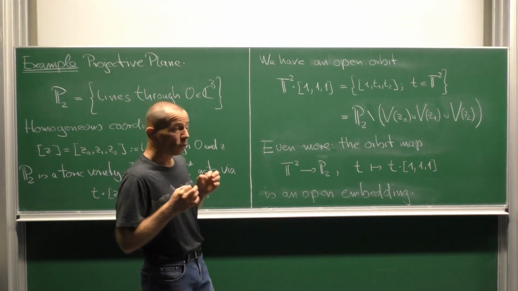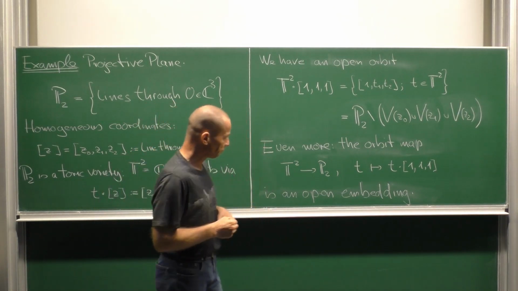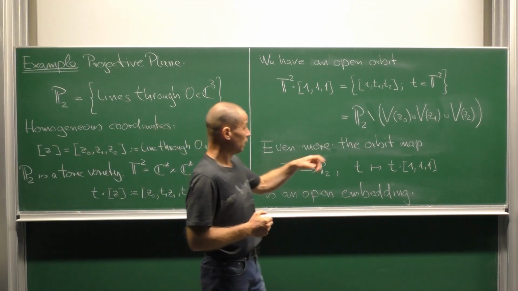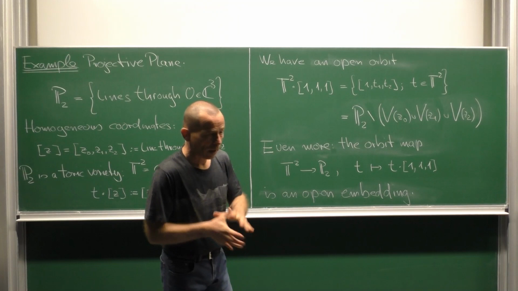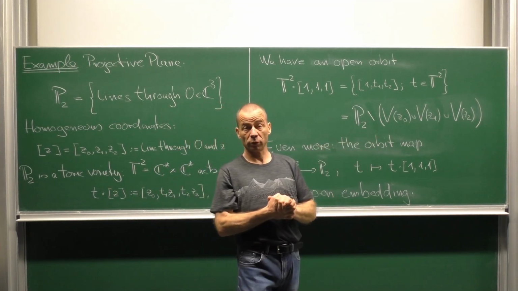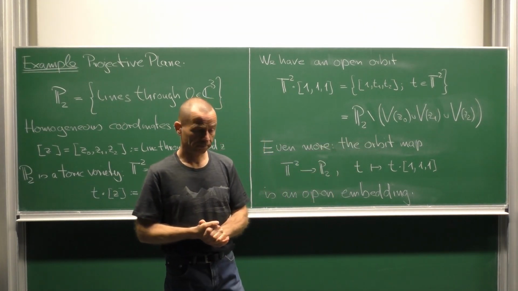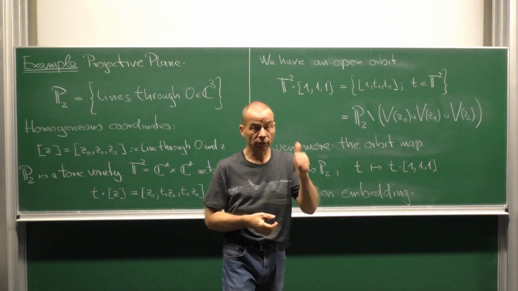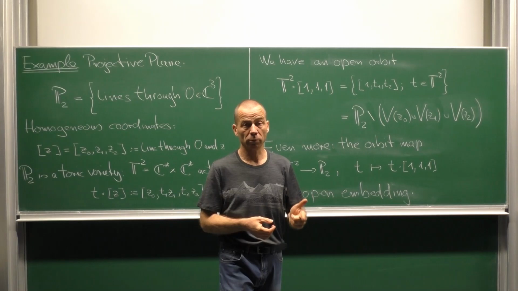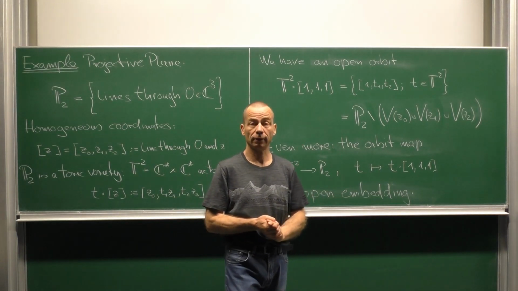Even more, the orbit map in this point, sending a torus element to T times (1, 1, 1), embeds the torus as an open subset into the plane. These are the features of a toric variety. We have this torus action with an open orbit and the orbit map is an open embedding.